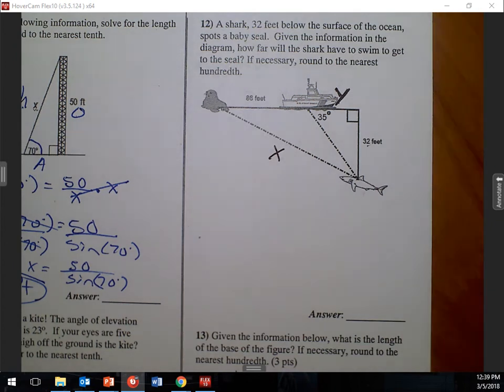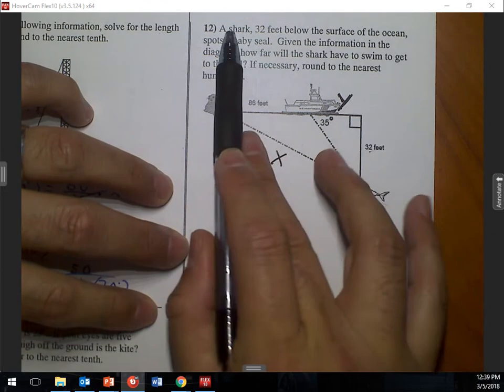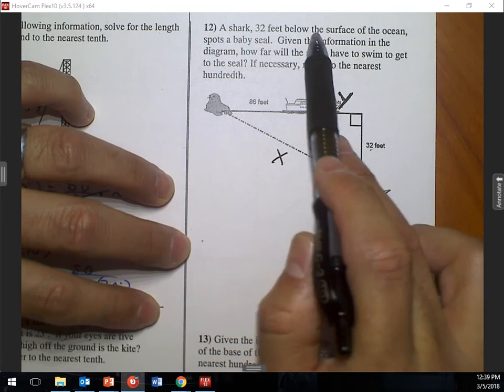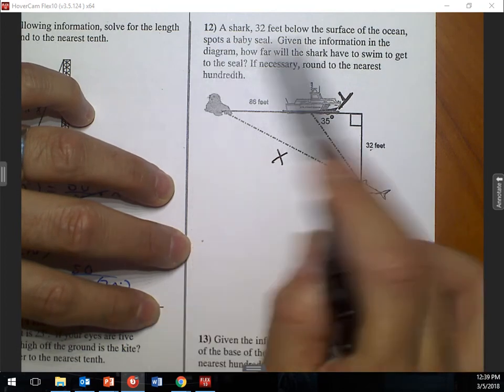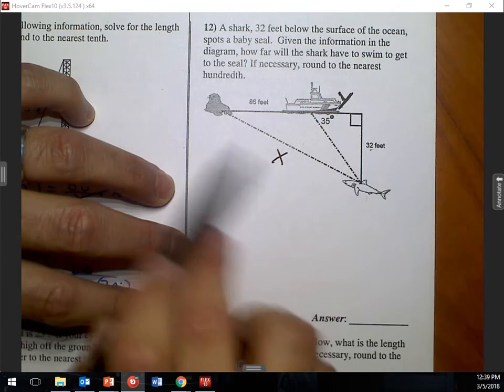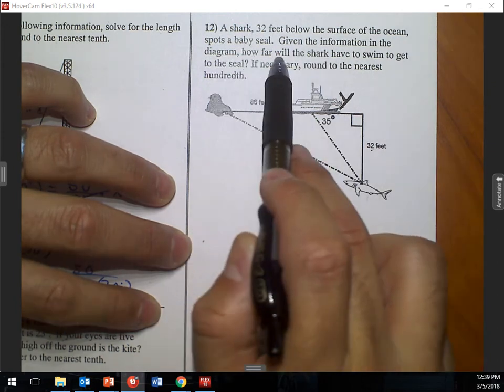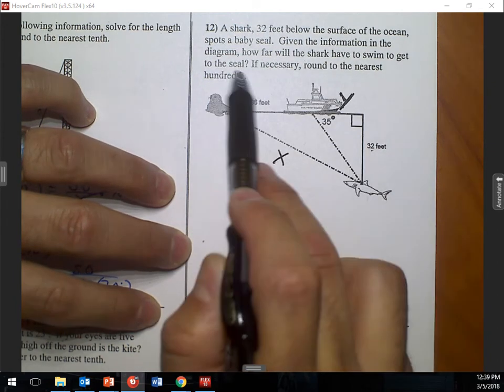Alright, so this problem right here, I've already started this and I set it up a little bit on my paper here. So a shark is 32 feet below the surface, down here. The surface of the ocean spots a baby seal, over here. Given the information in the diagram, how far will a shark have to swim to get to the seal?